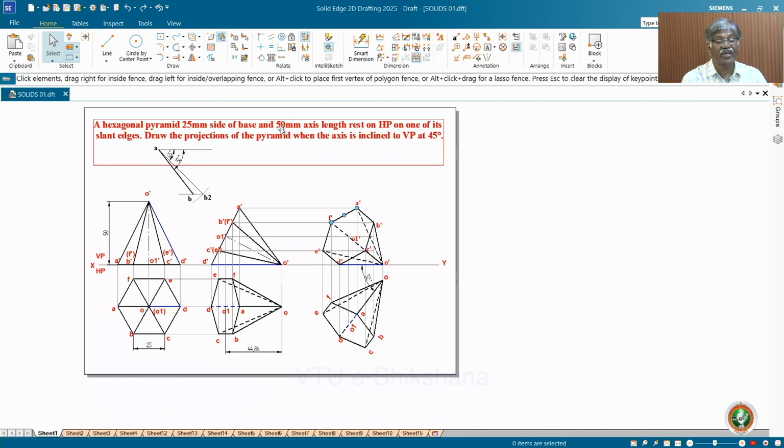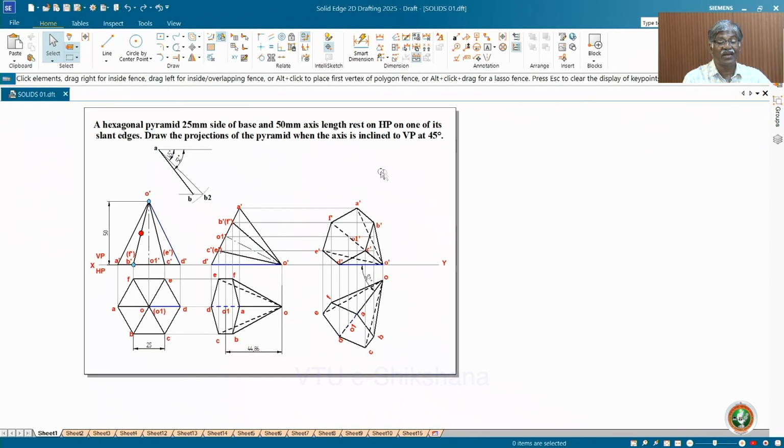Hexagonal pyramid of 25 mm side of base and 50 mm axis length rests on HP on one of its slant edges. Draw the projections of the pyramid when the axis is inclined at some degree to VP, that is 45 degree. Here they never give that it should be corner condition. You must realize that whenever you want to have slant edge on HP, once you rotate, you must have corner condition so that the related line is the slant edge. So you draw the top and front views with the corner condition, project it, then rotate. Then you see that the axis length is reduced from 50 to 44.86.